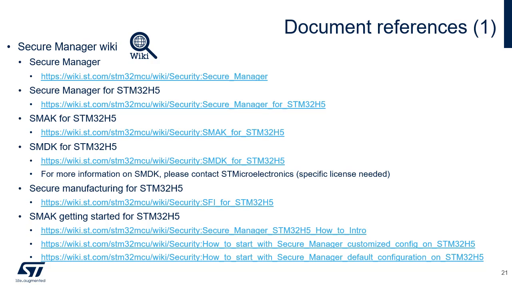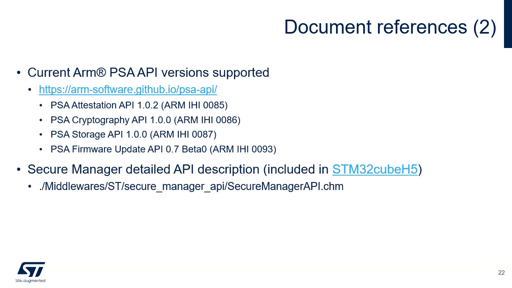The main documentation is available on Wiki to describe generic Secure Manager solution, Secure Manager solution for STM32H5, SMAK for STM32H5, SMDK overview. More SMDK information is available under specific license. Secure Manufacturing for STM32H5 and SMAK how-to and getting started. Secure Manager APIs are described in the following documents: PSA Standard API documentation available on GitHub, and detailed ST API description available in STM32H5 in Secure Manager API middleware.